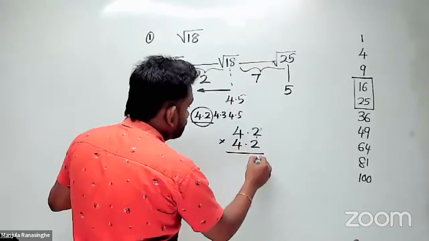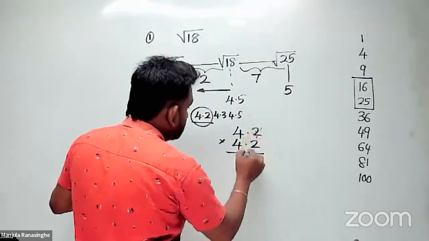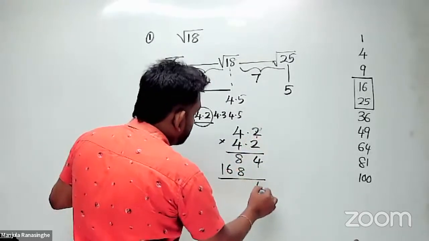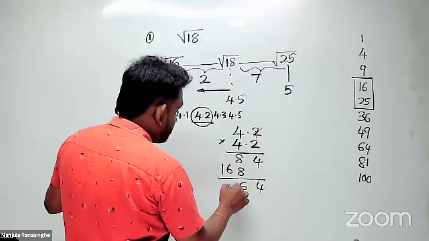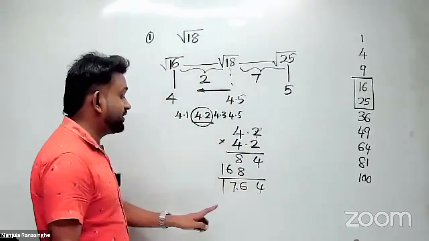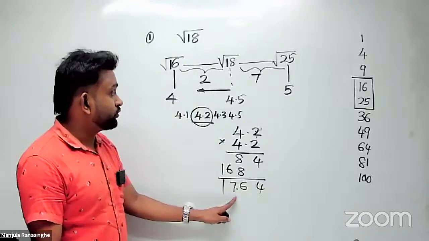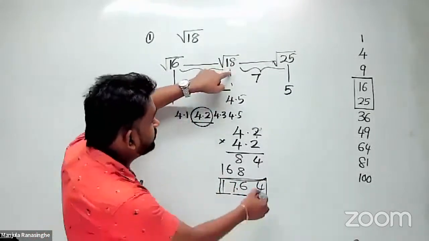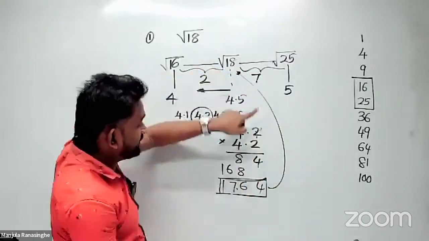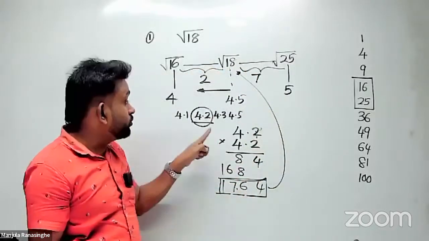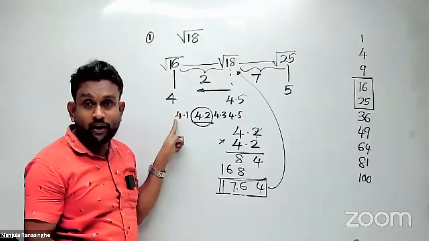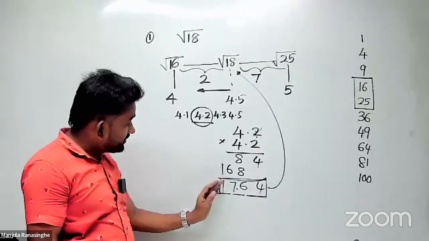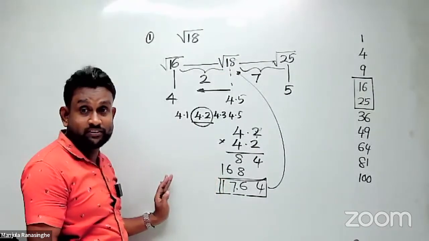Multiply it as normal numbers. 2 into 2, 4. 2 into 4, 8. 4 into 2, 8. 4 into 4, 16. Then the sum is 17.64. So you see that 17.64 is less than 18. This is less than 18, so you will never go for 4.1. Why? Because 4.1 is lower than 17.64.